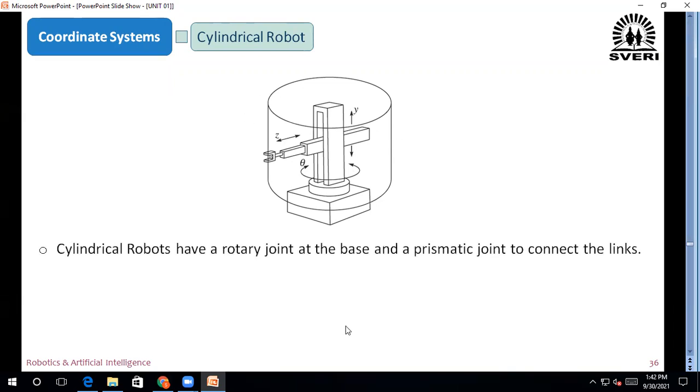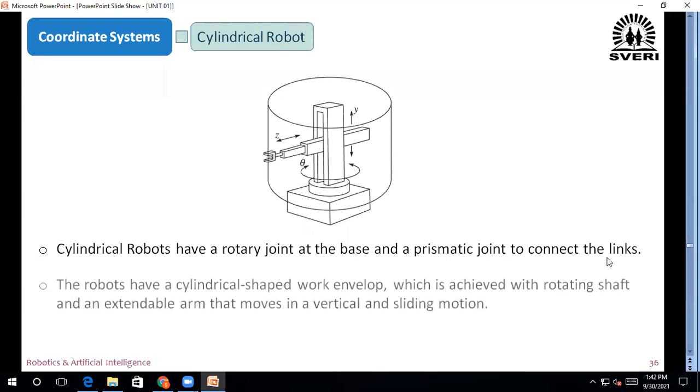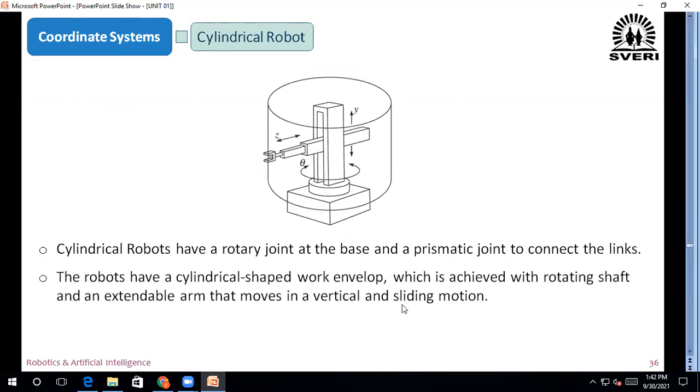Now, cylindrical robots have a rotary joint at the base and a prismatic joint to connect the links. The robots have a cylindrical shaped work envelope, which is achieved with a rotating shaft and an extendable arm that moves in a vertical and sliding motion. See that this is the extended arm which is moving, sliding, and in vertical motion also. This base, or vertical pillar, is rotating at the base.